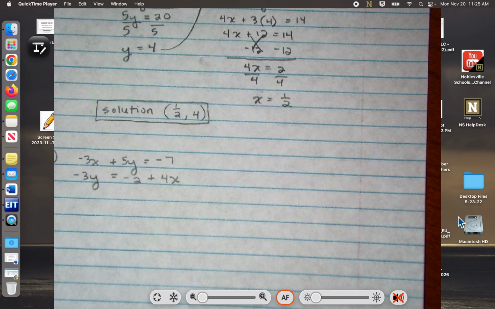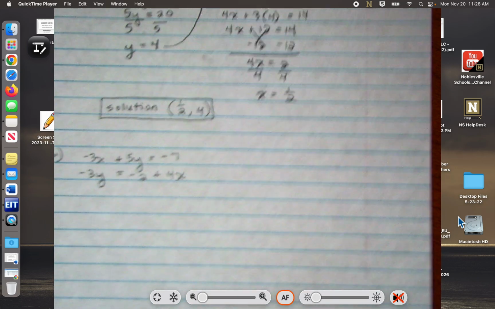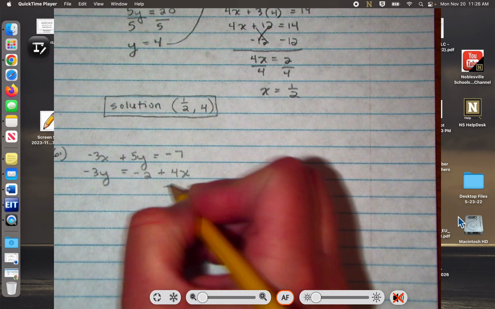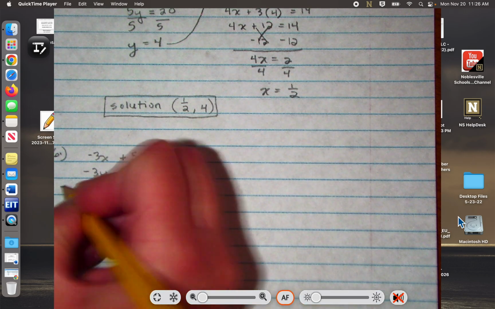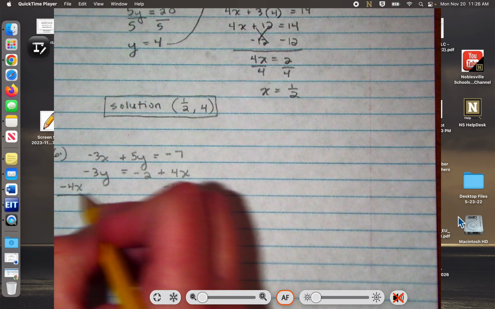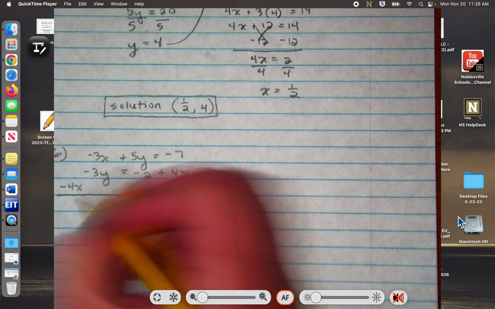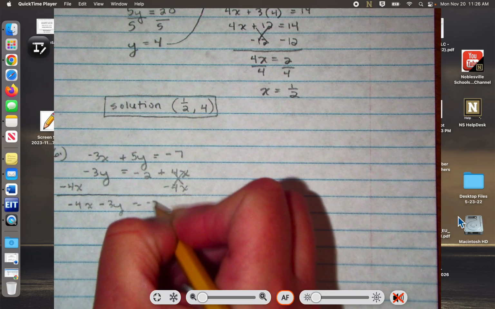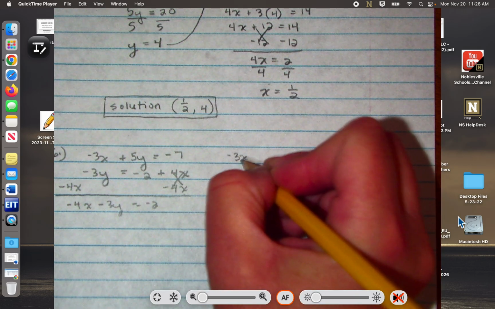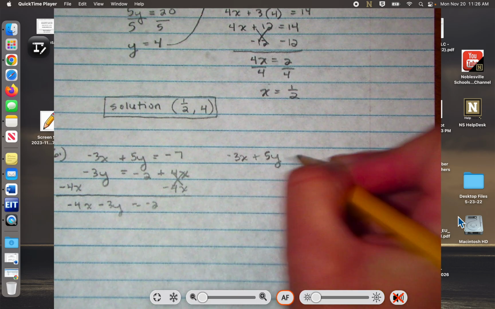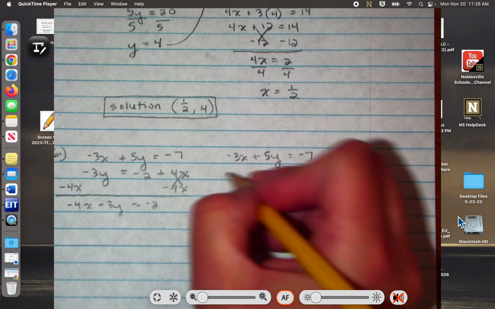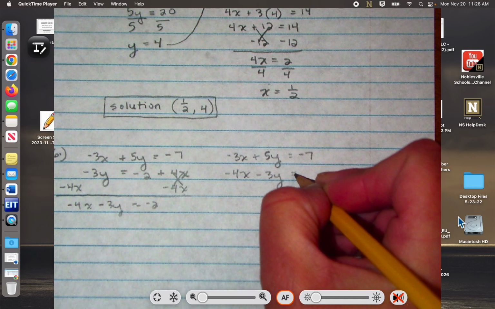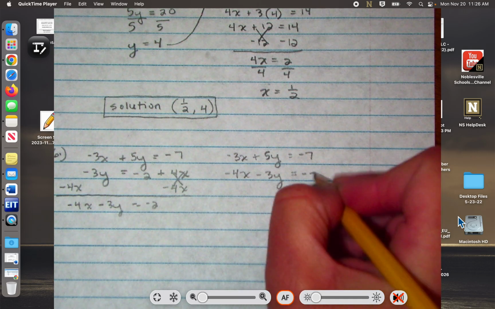So right away, you know you have to rearrange the second equation because it's not in standard form. So I'm going to do the same thing. I'm going to subtract this 4x. So now I have negative 3x plus 5y equals negative 7, and negative 4x minus 3y equals negative 2.